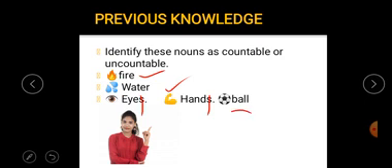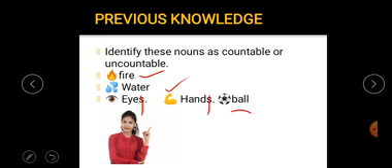These nouns, can you identify them for me, whether they are countable or uncountable? So fire, is it a countable noun? Can it be counted? Or is it uncountable? You got it. It is uncountable. You can't count fire. So fire does not have a plural. It doesn't have a plural form. So also water. Water is uncountable. You can't count it. While the other nouns, eye, hand, ball, they are countable.